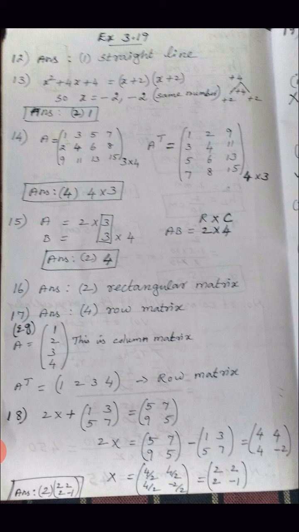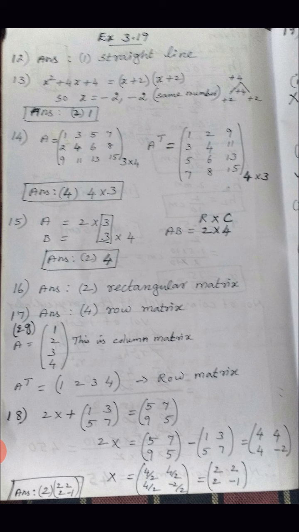Okay, factorizing this we get two values for x, that is (x plus 2) into (x plus 2), that is x equal to minus 2, minus 2. Both are the same number, so x has one value. Two answers, but both are the same, so that is 1. Okay, one number of point of intersection. Answer: second one, 1. Next, 14th one.